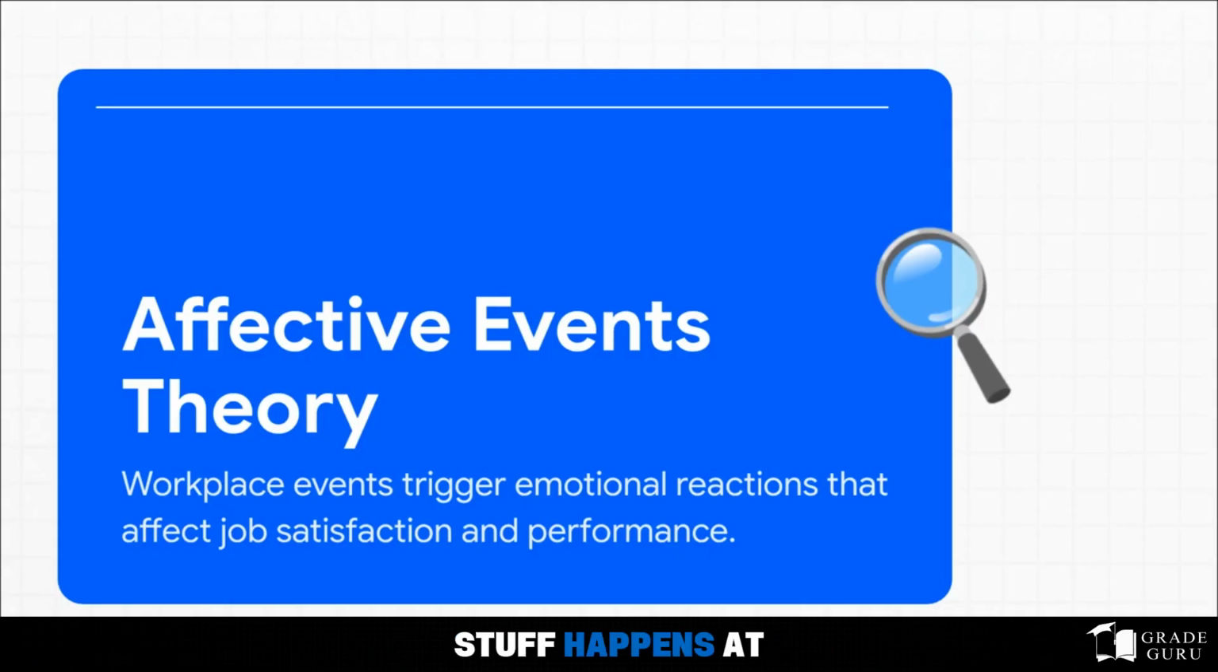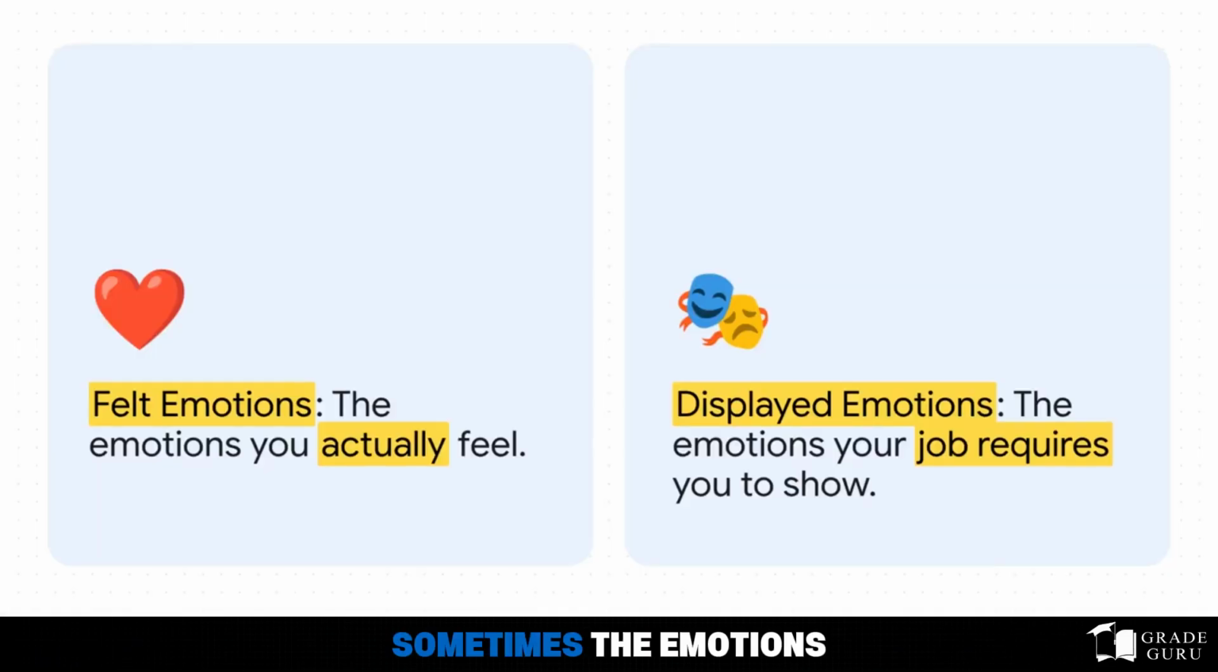It says that stuff happens at work. You get a compliment from your boss, or you get a frustrating email, and these little events trigger emotional reactions. Those emotions then have a direct impact on your job performance and how satisfied you are with your job. It connects the day-to-day to the big picture. Now, sometimes the emotions your job requires you to show on the outside don't match what you're actually feeling on the inside. That gap, that's the core of what we call emotional labor.